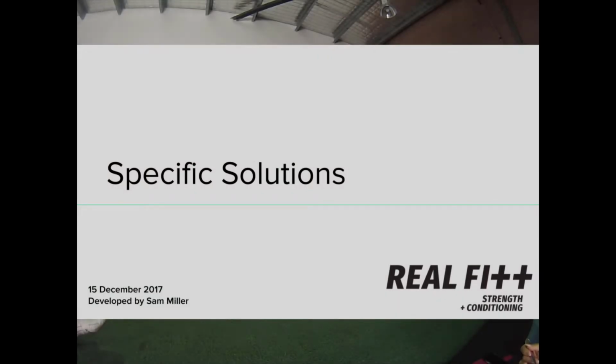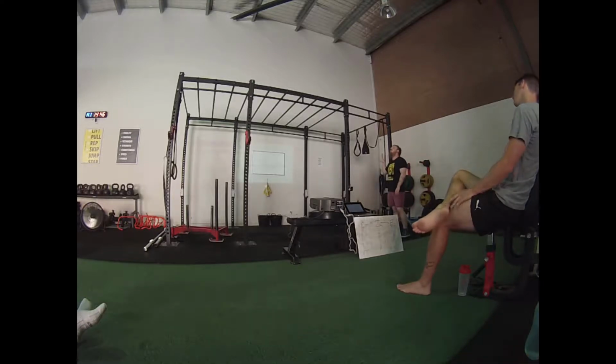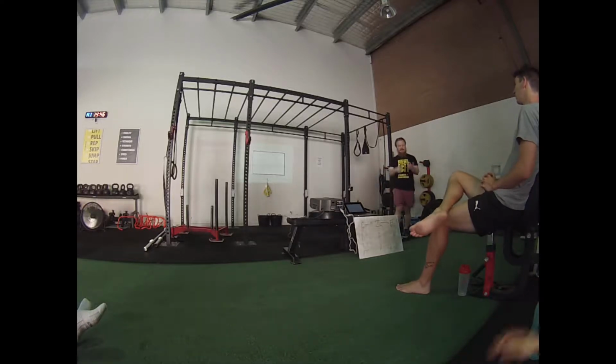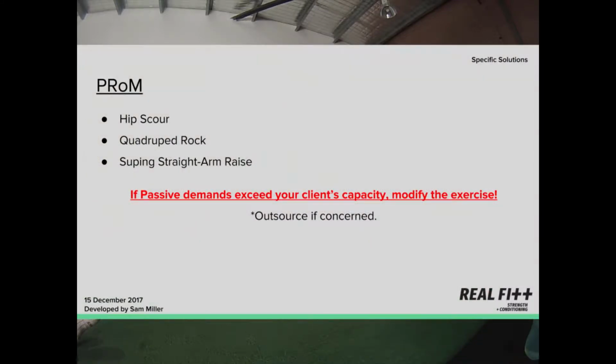Specific solutions. This is going to be the solutions to the problems you find during the first three tests, which are all passive: hip scale, quadruped rock, the supine straight arm raise. There is no solution. Don't try and fix them. You can't. That's the whole point of understanding the passive stress.